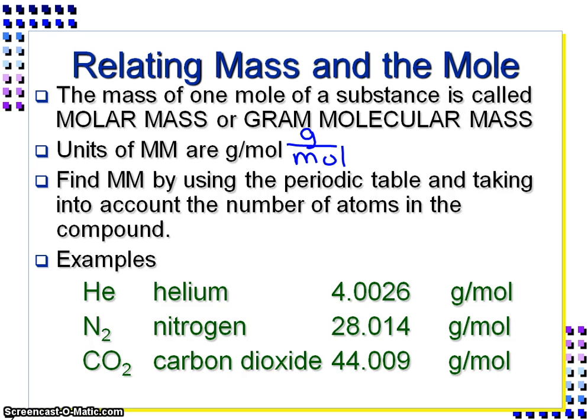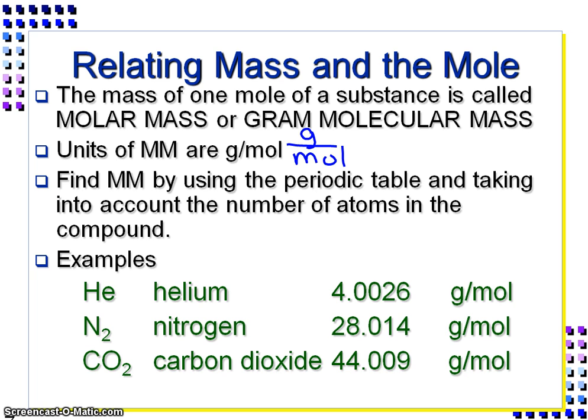So if we pull out a periodic table, we would try to find helium. Helium is in the top right corner of the periodic table. It's atomic number 2, and its symbol is He. If I look at my periodic table, and I look at the very small number that's written below the symbol, below He, it has 4.0026. That is the molar mass of helium.